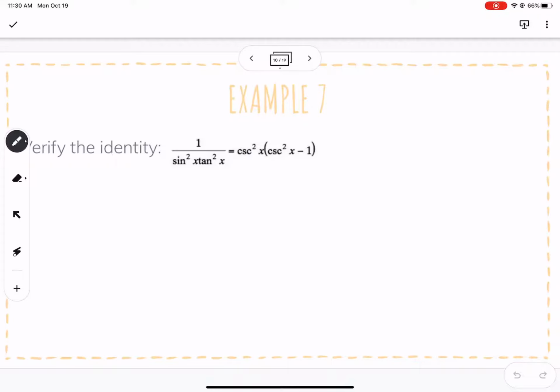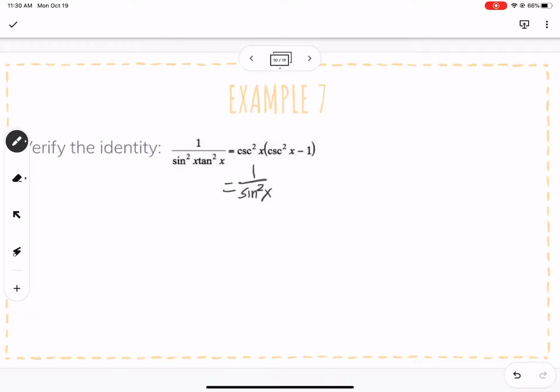I feel like I can get to 1 over sine squared tangent squared much faster than I could get to cosecant squared times cosecant squared minus 1. So I'm going to start working on the right side. Immediately, if I look ahead at what I'm trying to get to, cosecant squared equals 1 over sine squared, which is what I have right here. So I'm going to write it in that way, as 1 over sine squared.